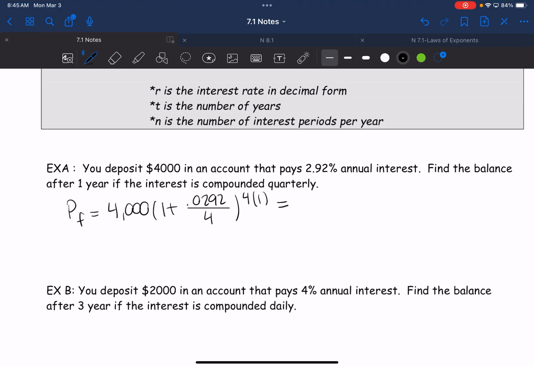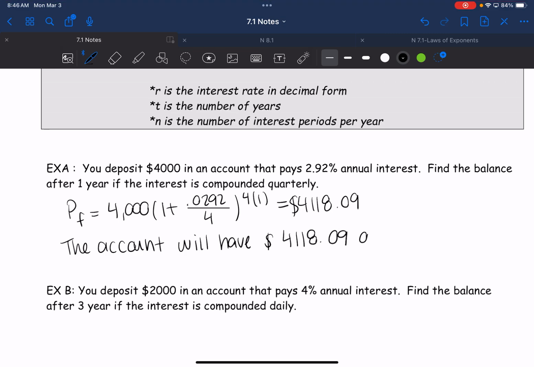And what do we end up getting? Right. So we would say the account will have $4,118.09 after 1 year. All right.